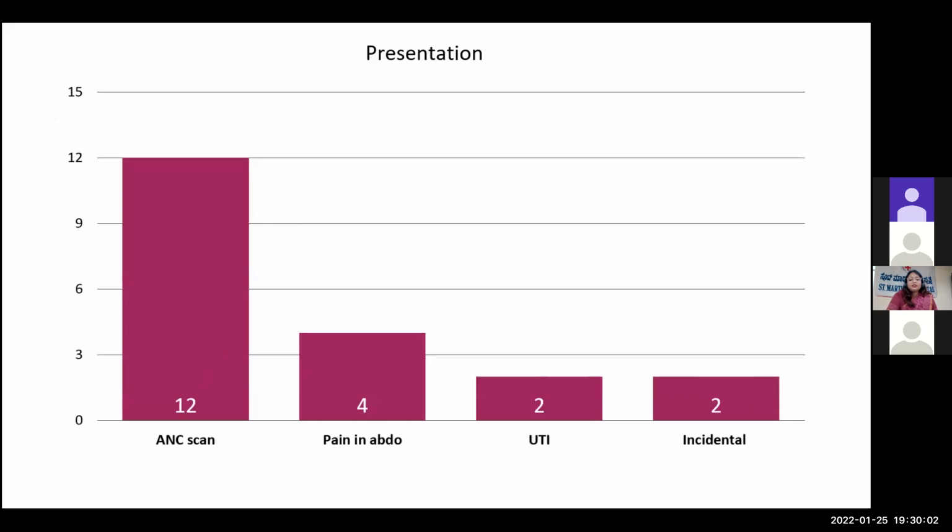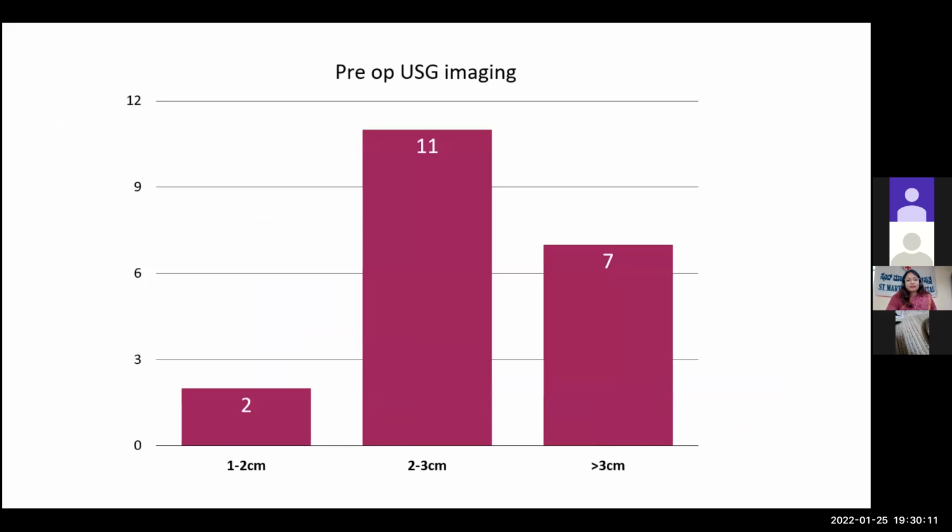The presentation of these children: 12 of these were diagnosed on an ANC scan, 4 came with pain abdomen, 2 with UTI, and 2 were incidental diagnoses. Pre-operative imaging showed that the maximum of these children had an AP diameter of 2 to 3 centimeters. 2 had an AP diameter of 1 to 2, and around 7 had an AP diameter of more than 3 centimeters.